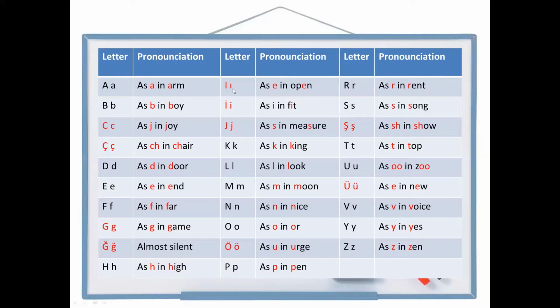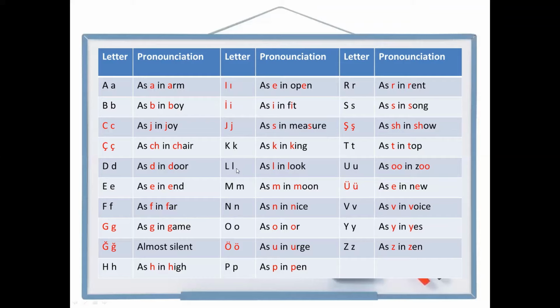And the next one is I, the thick form of I, as in open, I. And the next one is not I, it is I, as in fit, I. And the next one is not J, it is J, as in measure, J. And the next one is K, as in king, K.